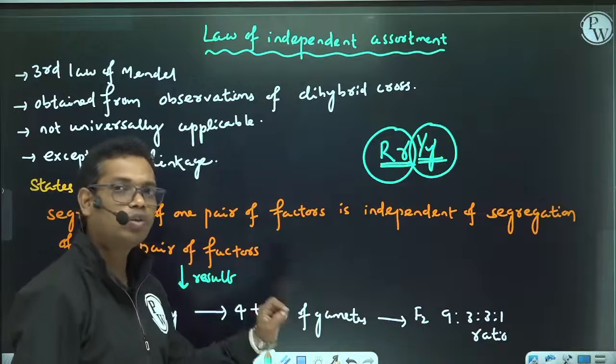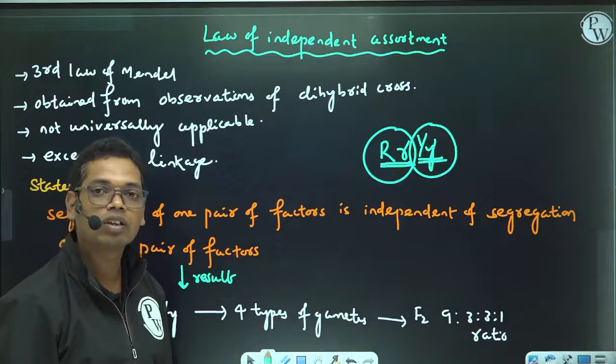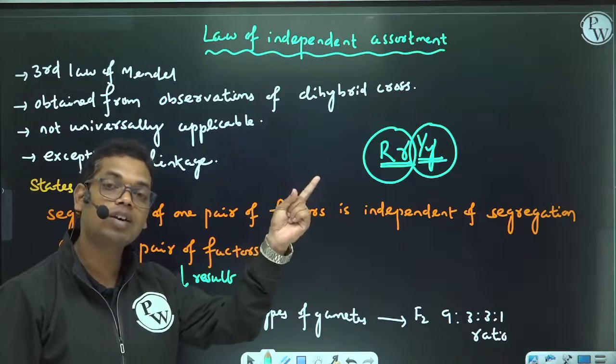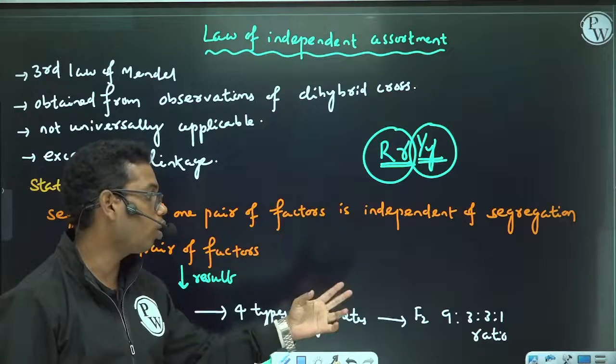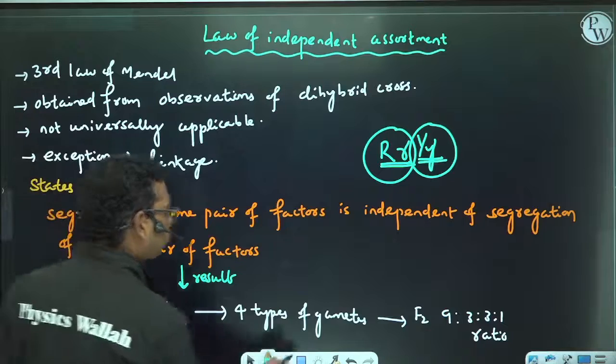So the 9:3:3:1 phenotypic ratio is due to what? Independent assortment. Due to independent assortment. The 3:1 ratio is due to dominance, the law of dominance. The 9:3:3:1 ratio is due to the law of independent assortment. Clear?